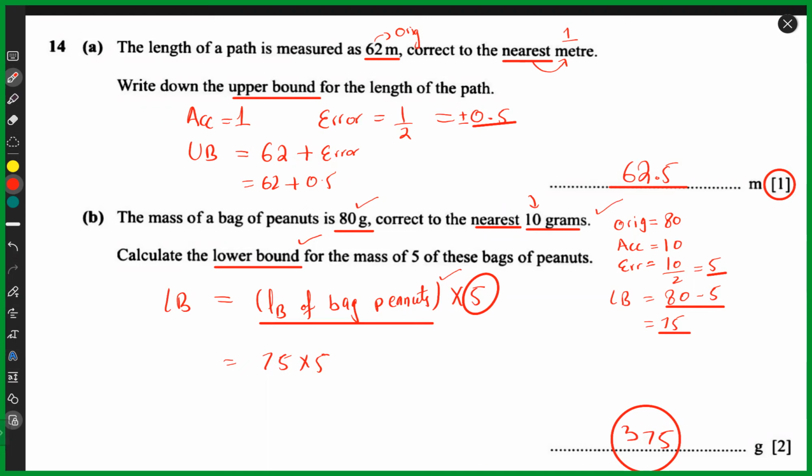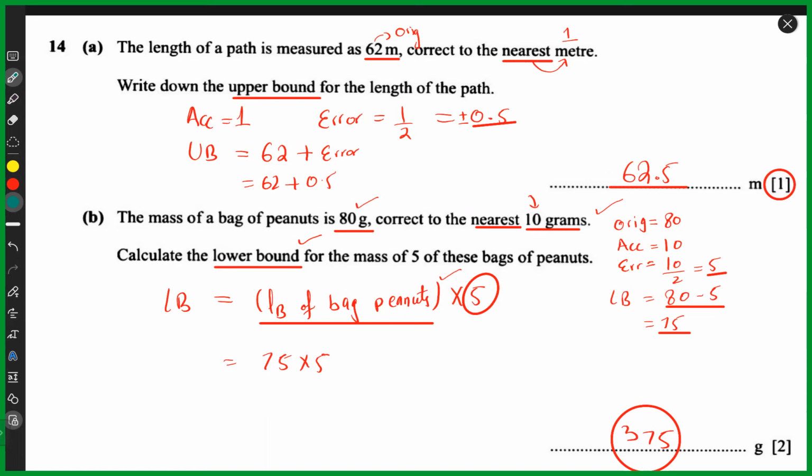Ma'am, I have a question. Yes. Ma'am, for the upper bound for error, we have to add 0.5, right? For the first part. For the second part, the error was different. Okay, ma'am. But if we add 0.5, then when we are rounding it to the nearest meter, we will actually get 62.3, right, ma'am? So it does not make sense.